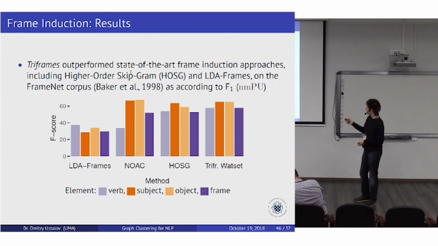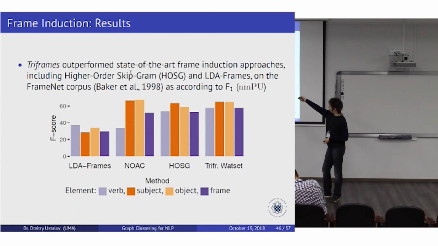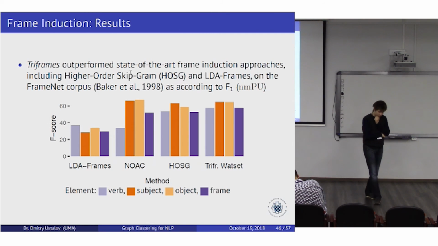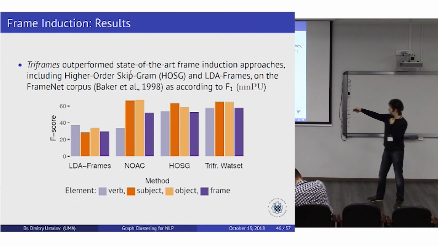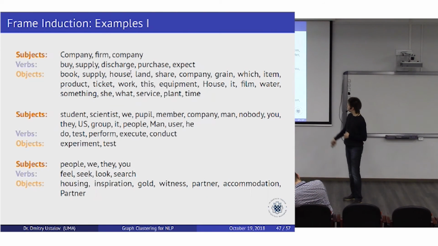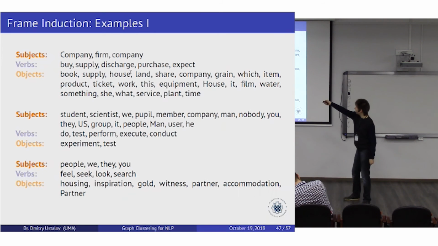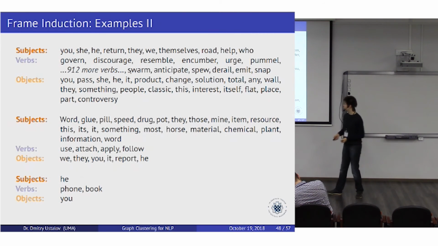And here's the comparison with the state-of-the-art, like the higher skipgram. It's a tensor factorization-based model, which works really well, but our approach showed generally better results. So yeah, LDA frames also worked worse. Here are the examples of good frames, like company, supply something. It's automatically unsupervised. We got frames out of nowhere, which, in my opinion, is very cool.